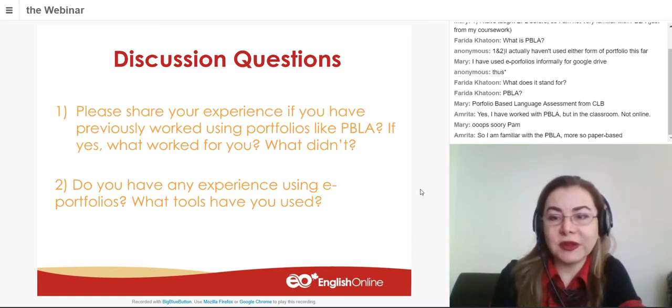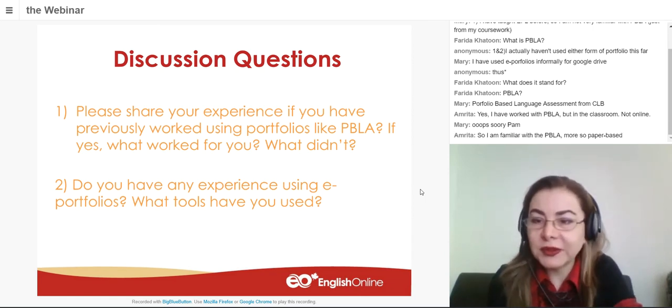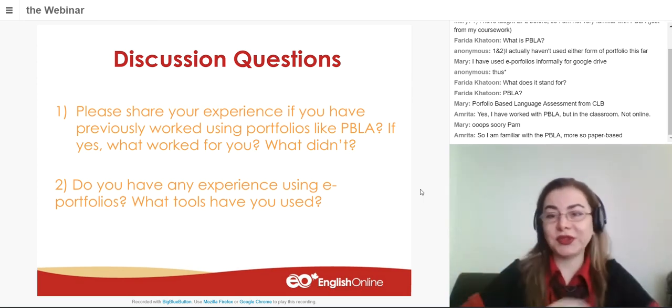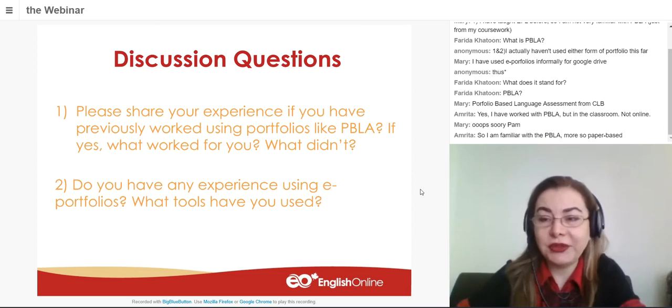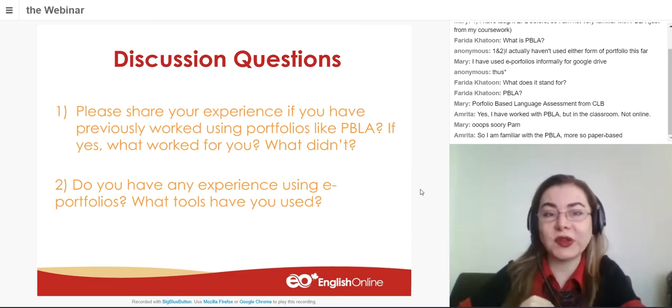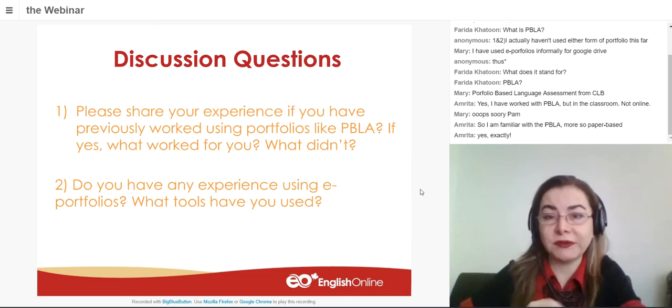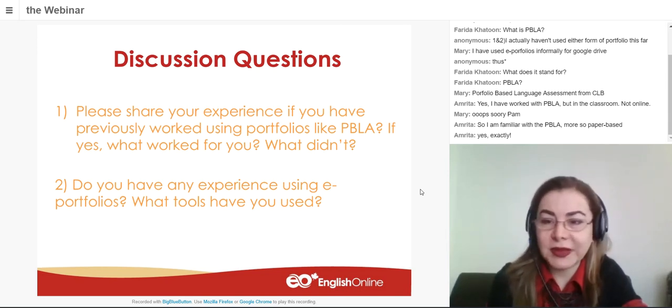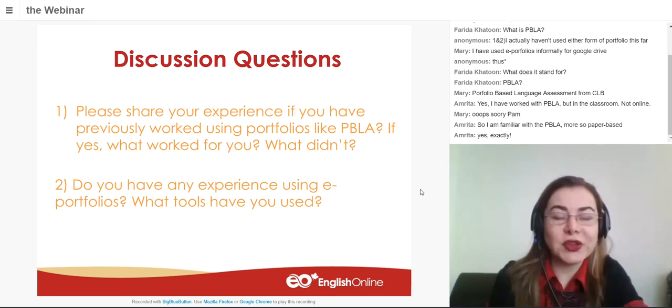Okay, so it's more paper-based, Amrita. Yeah, so more of the hard copy, like the actual binder that you can keep in your classroom, which is what the portfolio is about for the regular ones, that are generally used in LINC. I don't teach LINC classes, but that's what I learned. Great. All right.